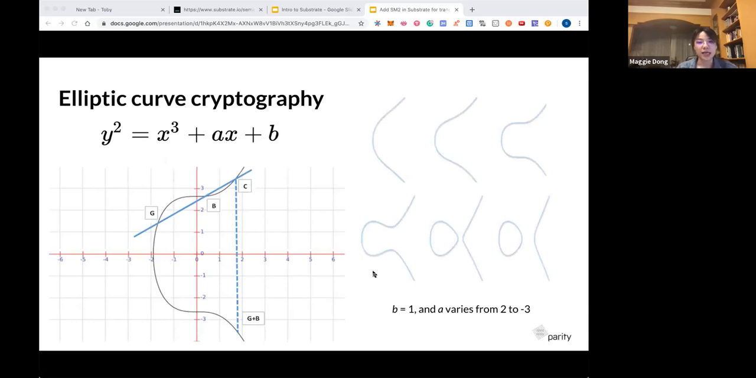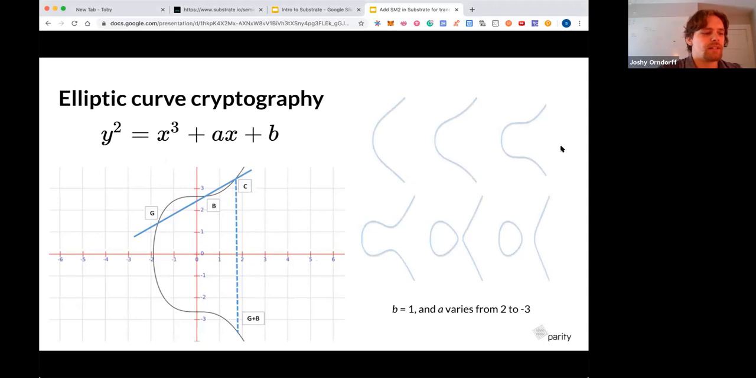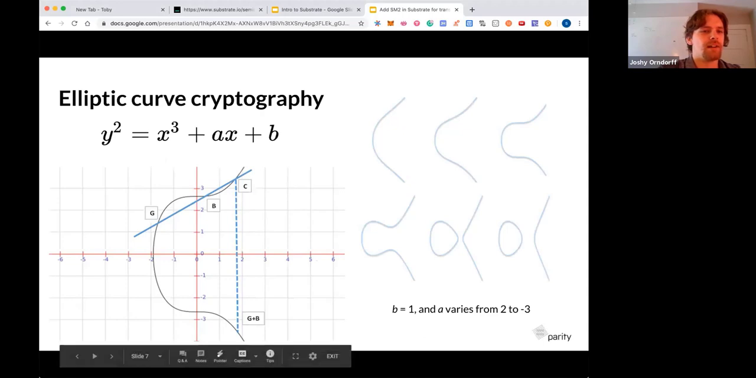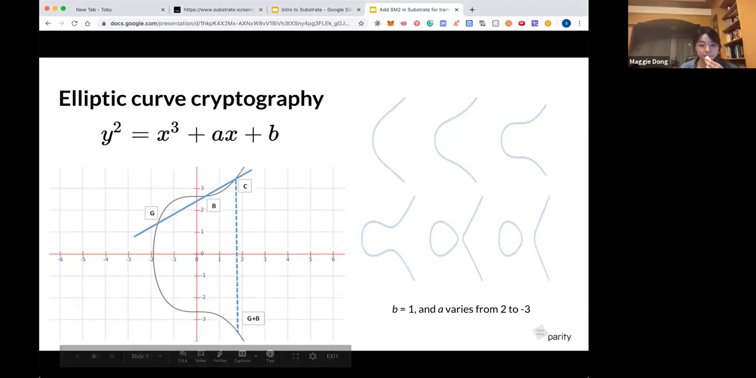So now you may wonder, a question for you: in Substrate, before you modify it, like you're going to show us today, it supports a couple of different signing algorithms like SR25519 and ED25519. Are those both elliptic curve cryptosystems?